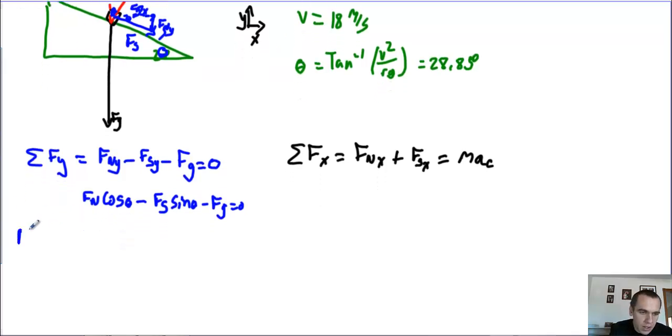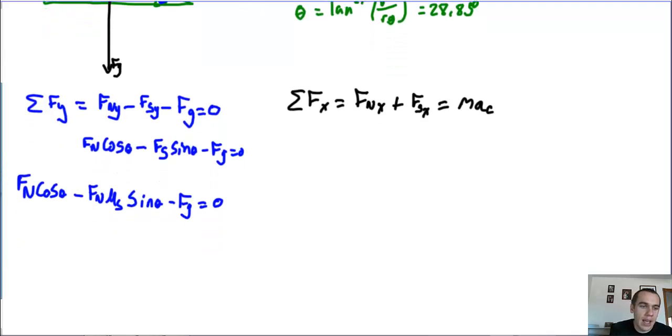Those are related. So I'm going to go ahead and simplify this one more time. Fn cosine theta minus, remember static friction is the normal force times the coefficient of static friction. Of course, I can't forget my sine, minus the sine of theta, equals, or nope, minus Fg equals 0. And then, of course, I could take this one step further because I know a little bit about Fg. Fg is actually equal to mg. So I have Fn cosine theta minus Fn mu s sine theta minus mg equals 0.